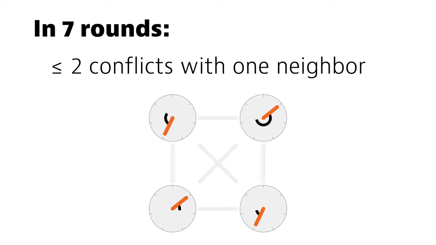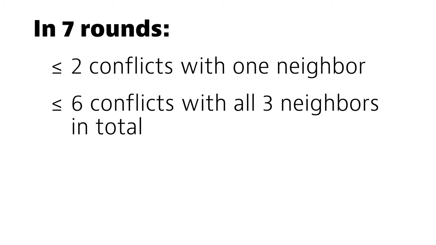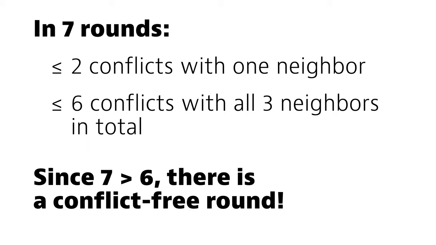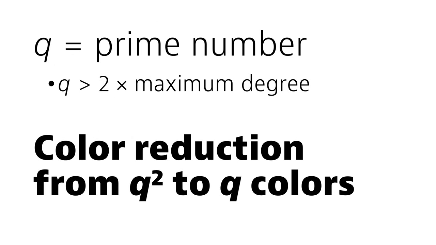And for example here, each node had 3 neighbors. So let's think about this from the perspective of any given node. In 7 rounds, you'll have conflicts with each of your neighbors at most twice. So there can be at most 6 rounds in which you have conflicts with someone. In 7 rounds, you'll find at least 1 round that is completely conflict-free, and then we're done and we can stop. That's the whole algorithm.